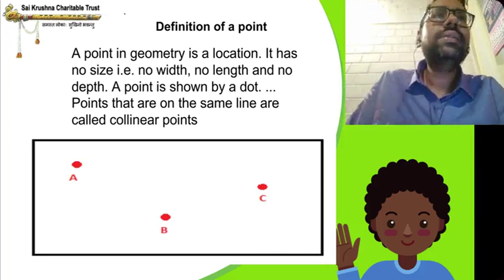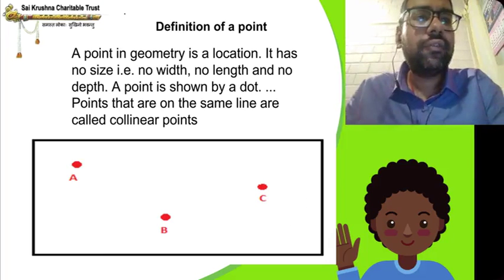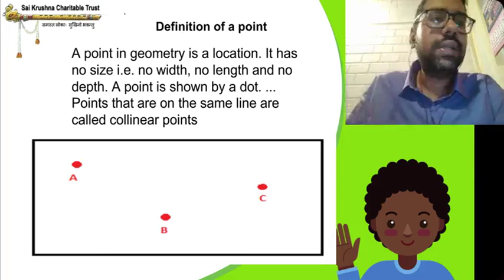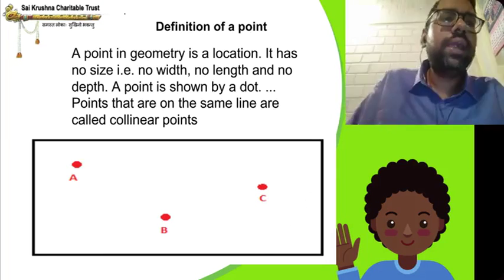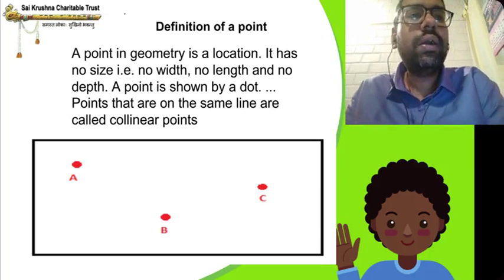What is a line segment? A line segment is part of a line which has a fixed number of points. Only 2 points, one starting point and one ending point, will be there. That is a line segment. It is finite, not infinite like a line.